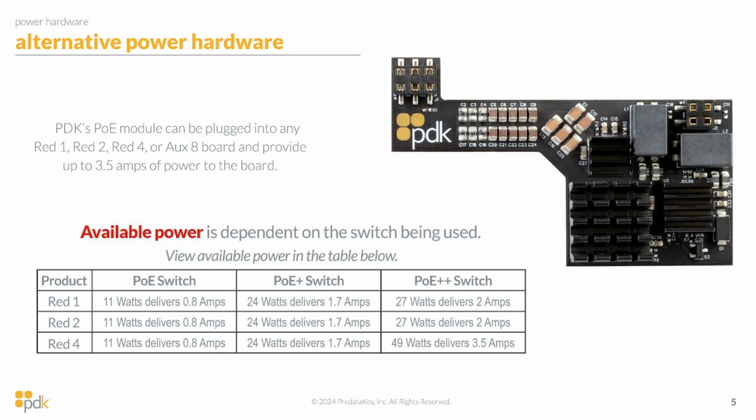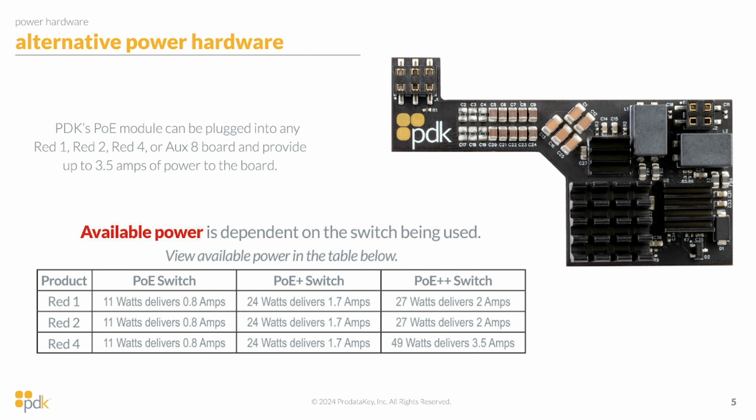Aux 8. That said, if we go into the PoE Plus side of things, we have 24 watts, and that gives us about 1.7 amps across the board. So roughly an amp per port on a Red 2. And then we have our PoE Plus Plus, which gives us a substantial jump. You'll notice that it's 27 watts for both Red 1 and Red 2, which is pretty average for what you typically need on either of those.